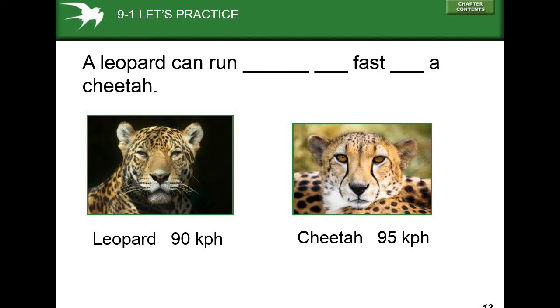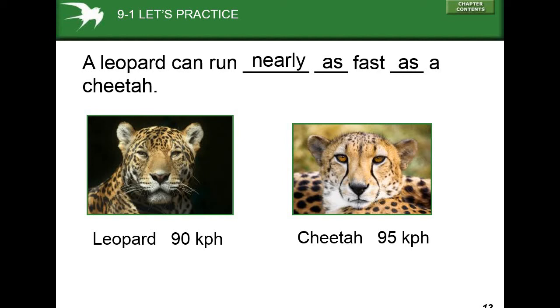So how can we fill the blanks now? A leopard can run dash dash fast dash a cheetah. Can you guess the answer? As fast as is okay, but before that we have another blank. What could the answer be? Nearly. A leopard can run nearly as fast as a cheetah.